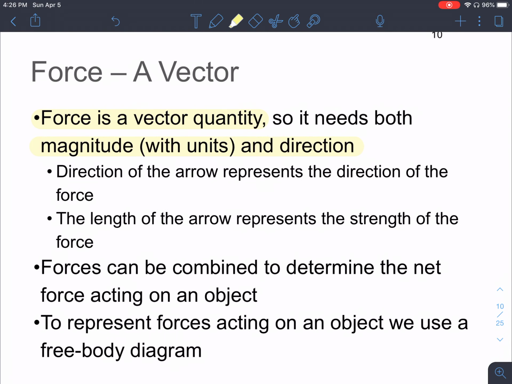Right? And also when you get to drawing these, the length of the arrow will represent the strength of the force. So if you have a greater force, it's going to be a longer arrow versus a lesser force is going to be a shorter arrow. And to determine the net force to see if something is actually going to move, you are going to combine all of the forces together, and that is called the net force. It will tell you the direction and the magnitude that the object will go in that direction.